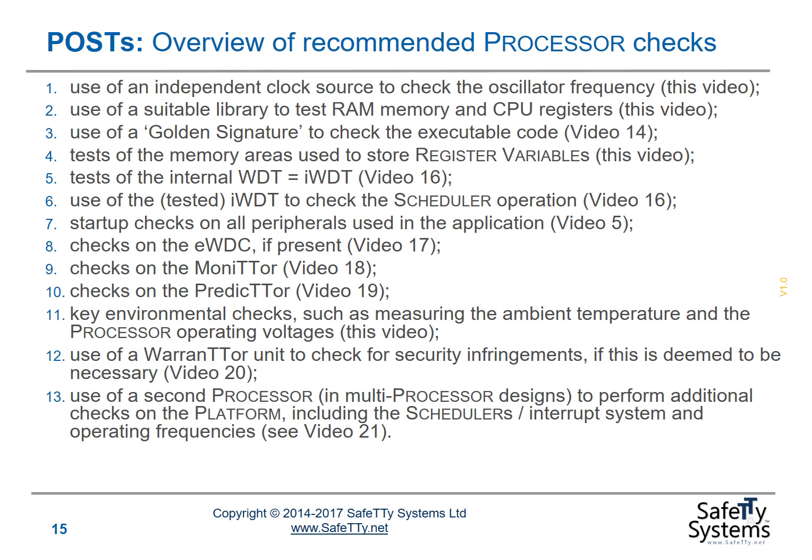We'll check the external watchdog controller if this is present. We'll check the monitor unit. We'll check the predictor unit. We'll perform key environmental checks, such as measuring the ambient temperature and the processor operating voltages. We'll use a warranter to check for security infringements if this is deemed to be necessary. And we may use a second processor to perform additional checks on the platform, including the schedulers, the interrupt system, the operating frequencies.